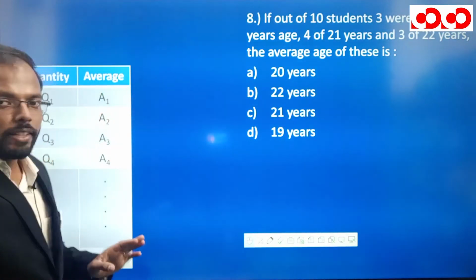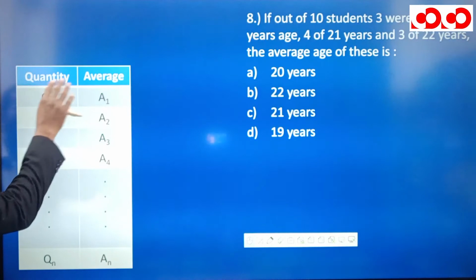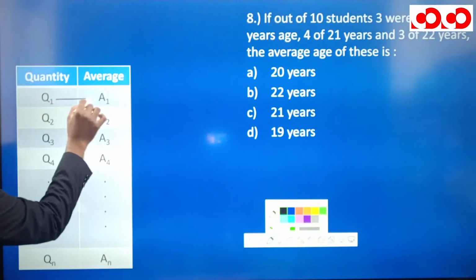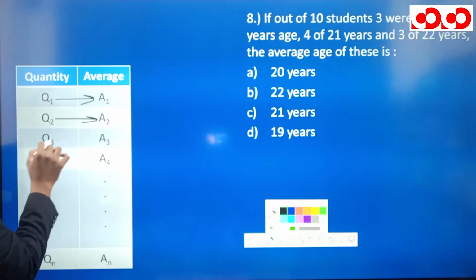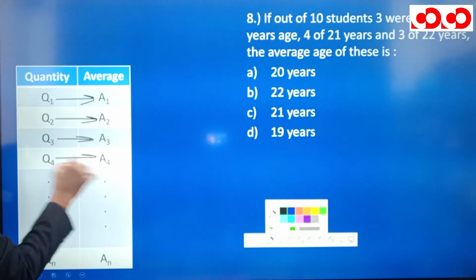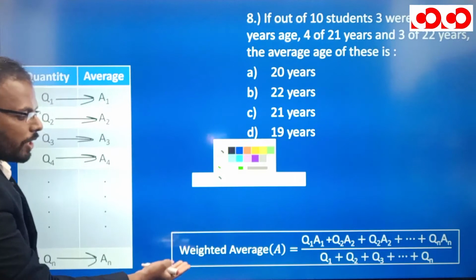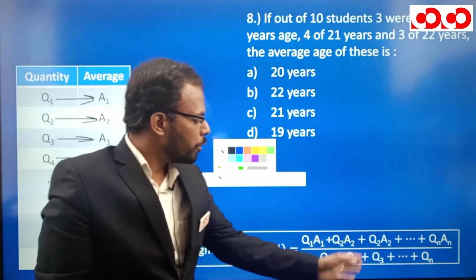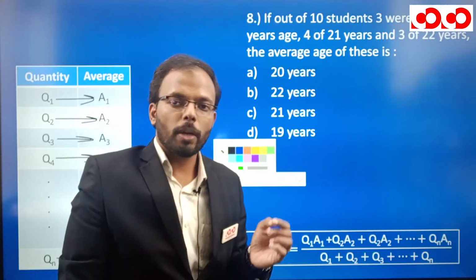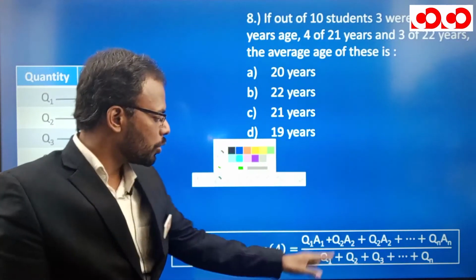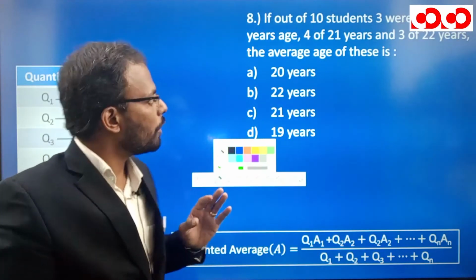What does weighted average say? Suppose there are quantity and average. If quantity 1 has average A1, quantity 2 has average A2, quantity 3 has average A3, quantity 4 has average A4, quantity n has average An, then weighted average is equal to Q1 A1 plus Q2 A2 plus Q3 A3, and so on up to Qn An, divided by Q1 plus Q2 plus Q3 plus Qn. Like that you have to calculate it.